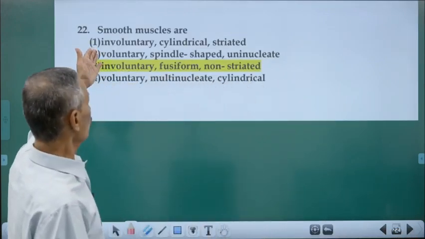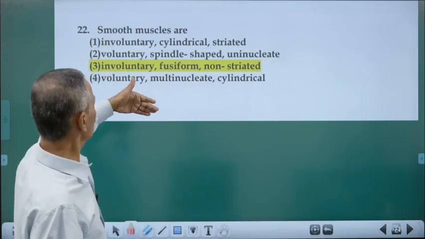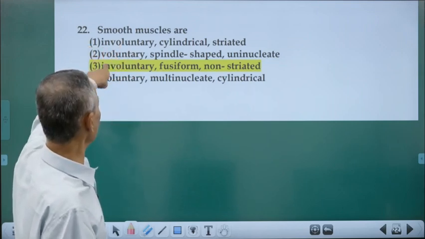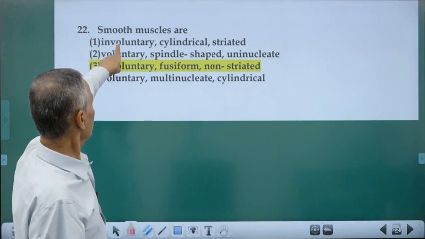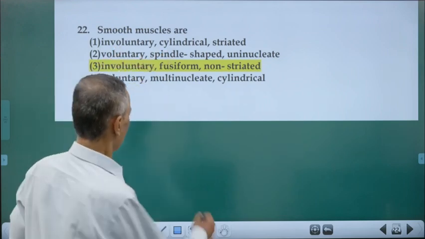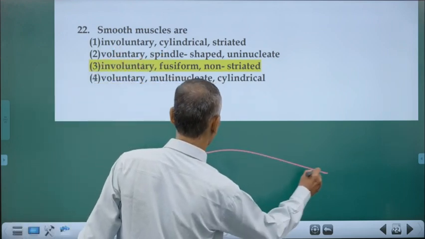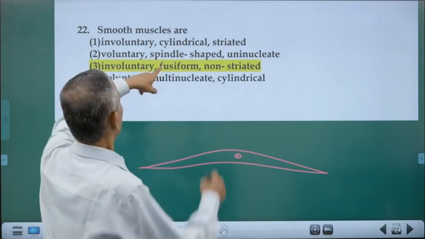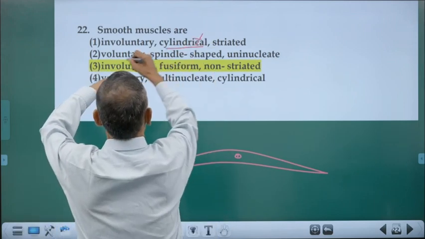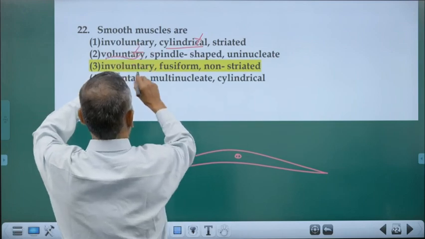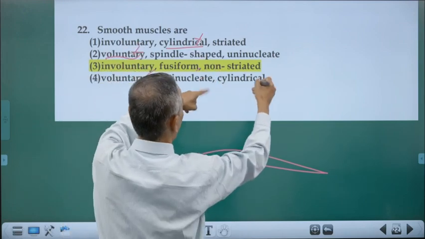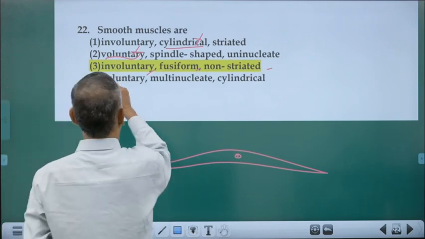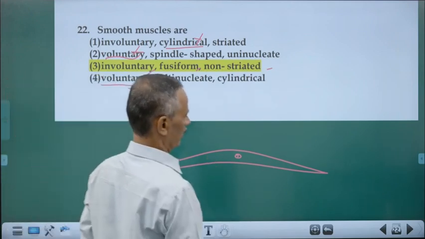And smooth muscles. What is the nature of the smooth muscles? These are all questions that were asked in previous examinations. They are involuntary. They are not cylindrical. They are spindle shaped or fusiform. So this is not correct. They are voluntary: it is not correct. They are involuntary, fusiform, non-striated or unstriped. Correct. They are voluntary? No. They are all involuntary.